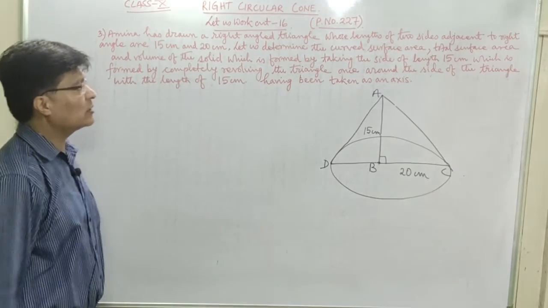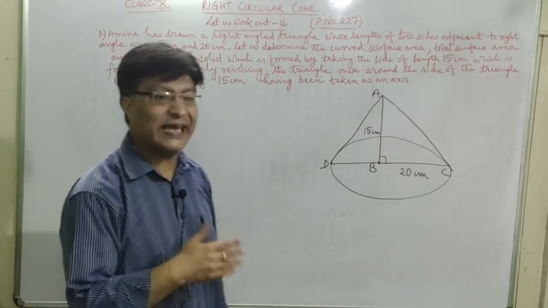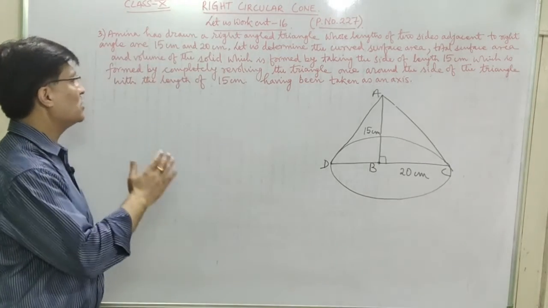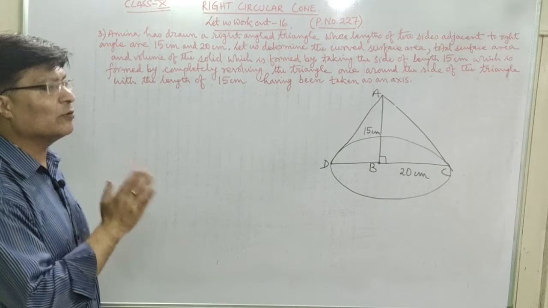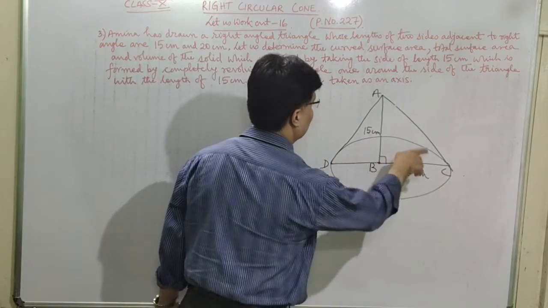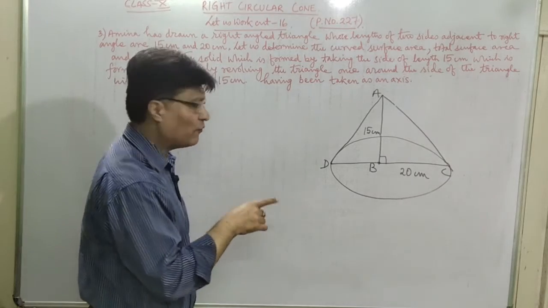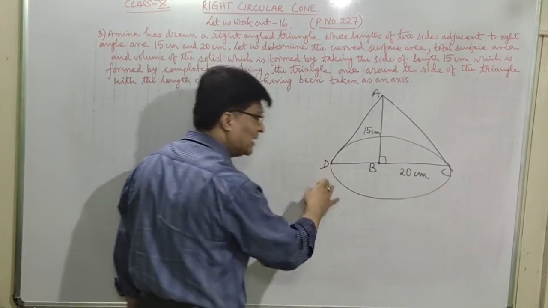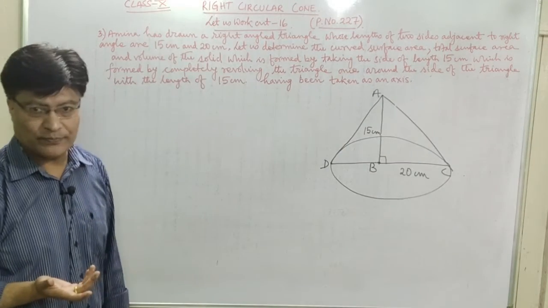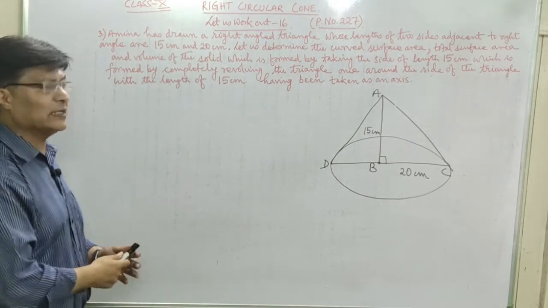Now let us determine the curved surface area. You have to find out the curved surface area, total surface area and the volume of the solid formed by revolving this AC with AB as the axis of the cone. Okay, so let us find it now.